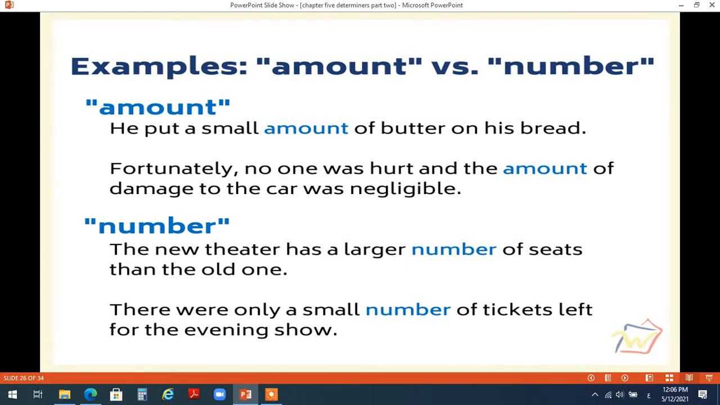As for the word number, it is always followed by plural count nouns. For example, the new theater has a larger number of seats than the old one. We notice that the phrase a large number of is followed by a plural count noun, the word seats. Likewise in the other example: there were only a small number of tickets left for the evening show. Also a small number of is followed by a plural noun, the word tickets.